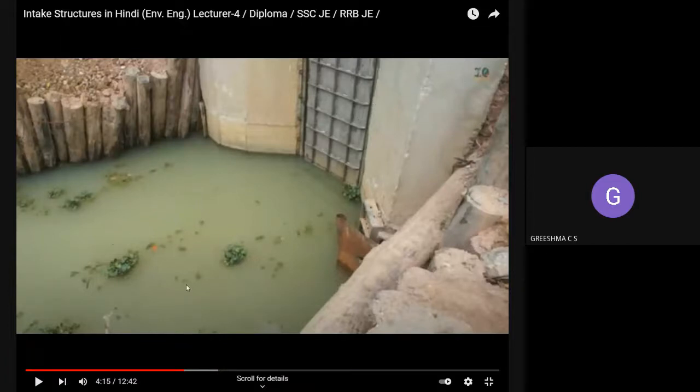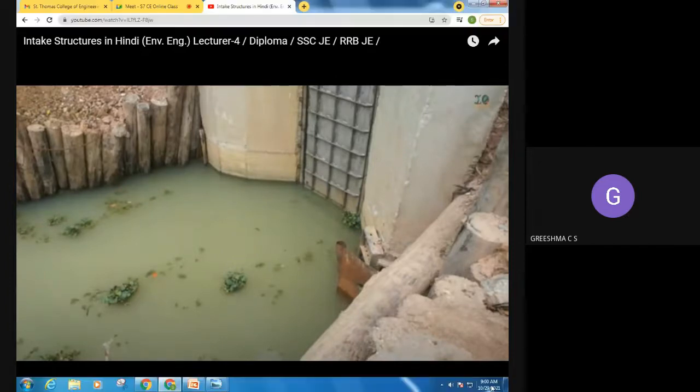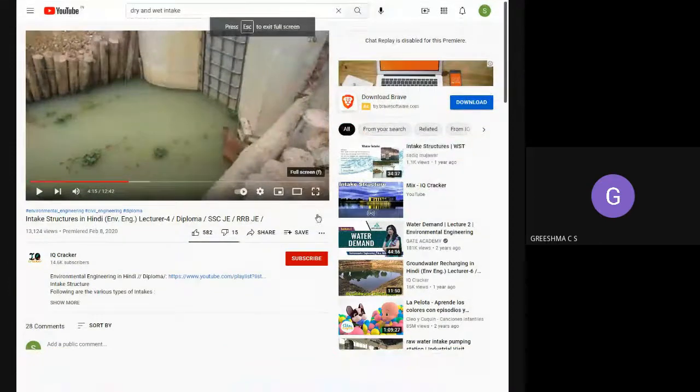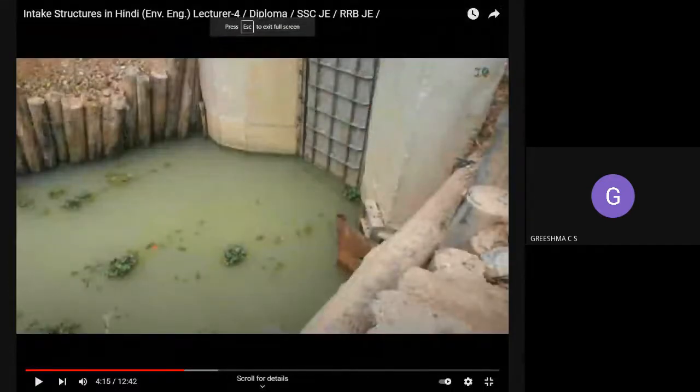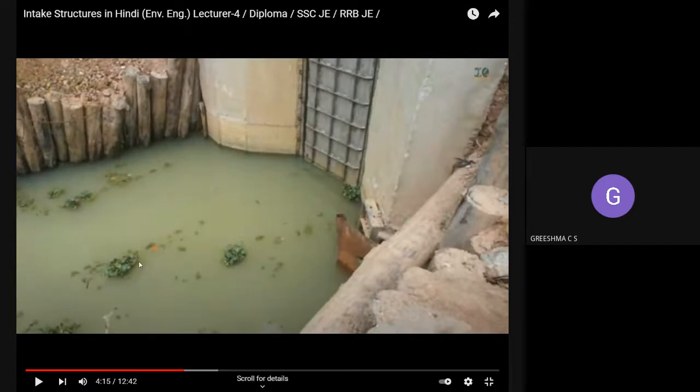See this water, it has a lot of pollutants. You can see all the floating matter, even fishes will be there. You cannot allow all these matters to enter inside, so that's why screening is done. Screening will be provided, and all this floating matter will be prevented from entering. See, this is the gate that is provided.